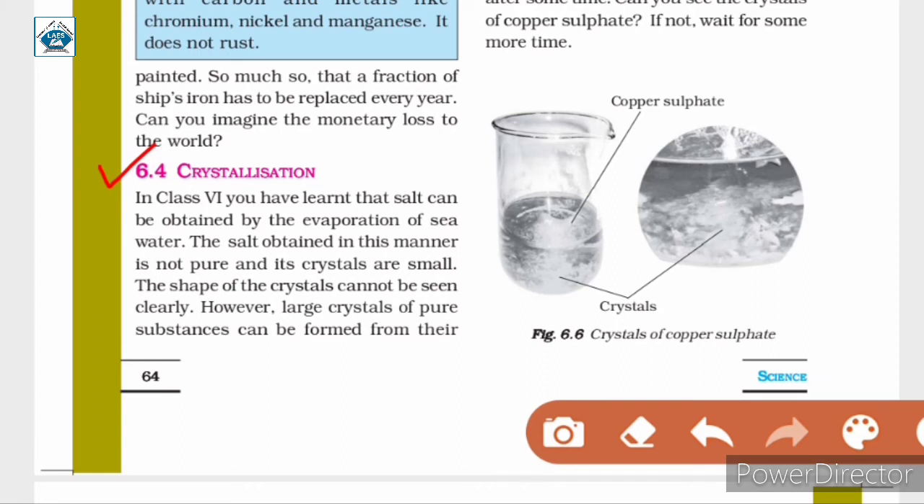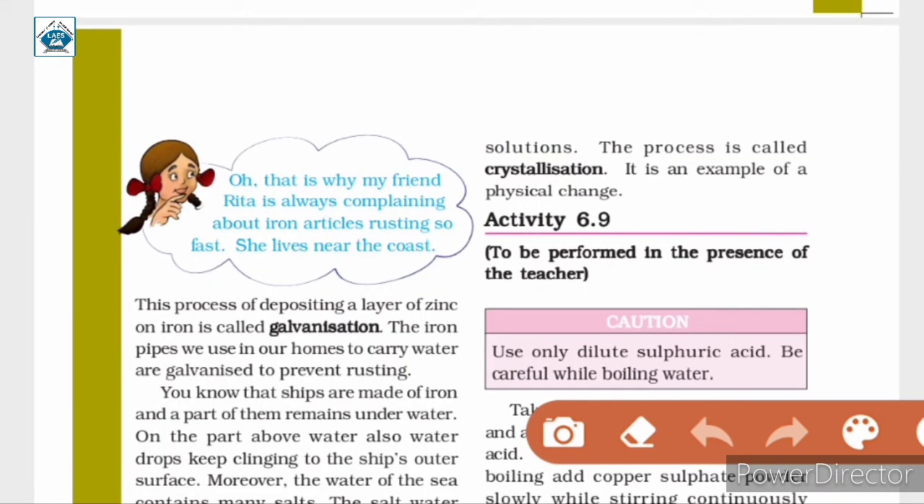We know that salt is obtained from seawater. When the seawater evaporates because of the heat of the sun, what is left behind is salt. Now, the salt we buy from the shop is not how salt is obtained from the seawater. Initially, it is obtained in the form of crystals, and at this time the salt is not pure and cannot be used for cooking. Crystals of salt are small and cannot be seen clearly, but large crystals can be formed of pure substances from their solution. This process is called crystallization. Crystallization is an example of physical change.